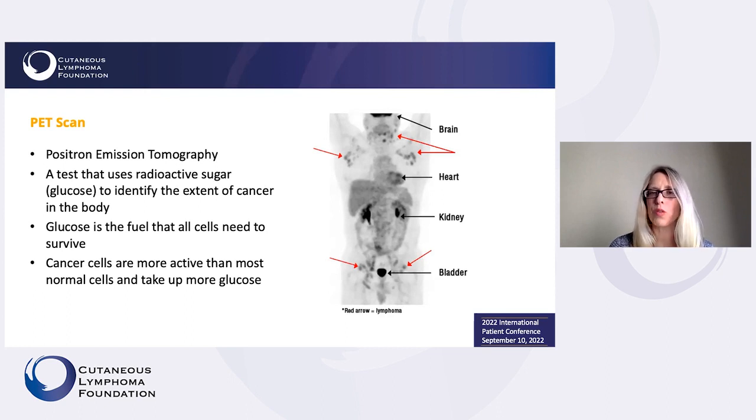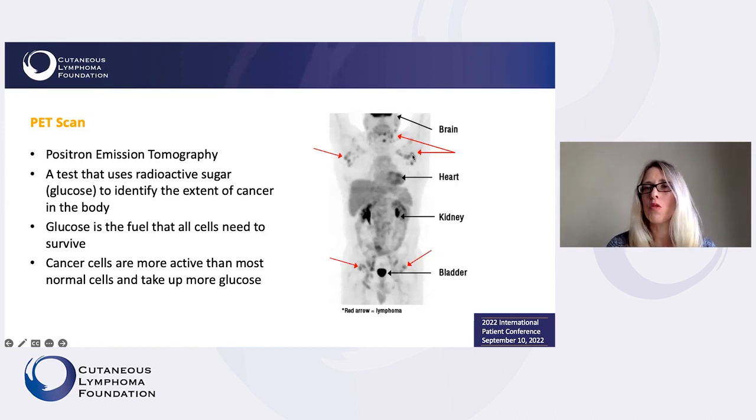So glucose is the fuel that all of our cells run on, and cancer cells are dividing more actively and require more glucose than many of our other types of cells. So in this PET scan here, you can see that we can use this scan to identify cells that take up more glucose and therefore are darker.